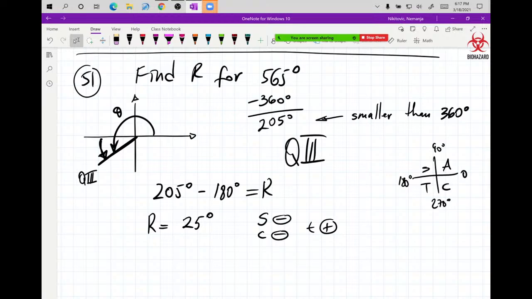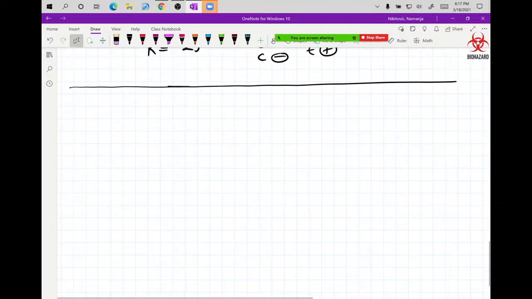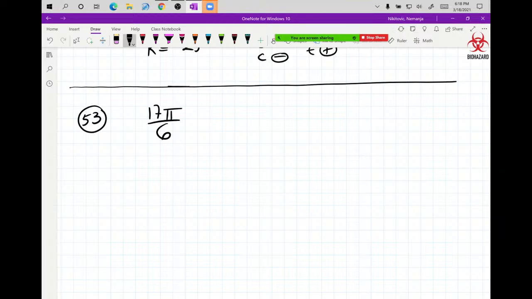All right, let's do the same thing, but for a problem that has the radian measure. Let's find something spicy. Ooh, let's do two of them. Yeah, let's do two of them. Let's start with number 53, 17 pi over 6. And then we'll do something more interesting later.